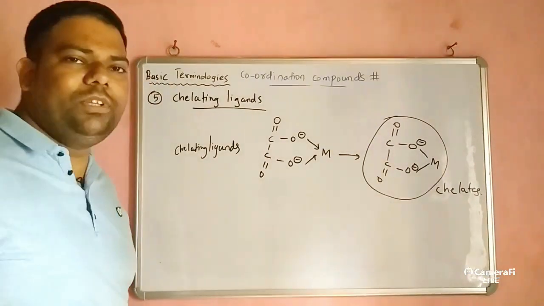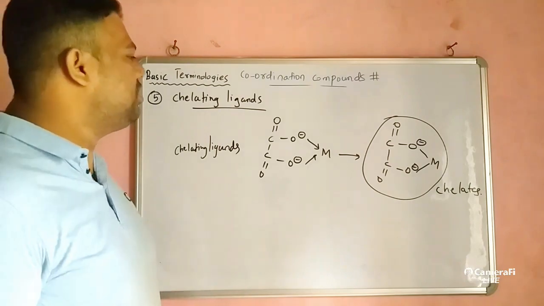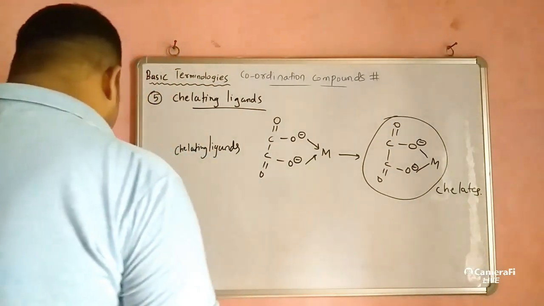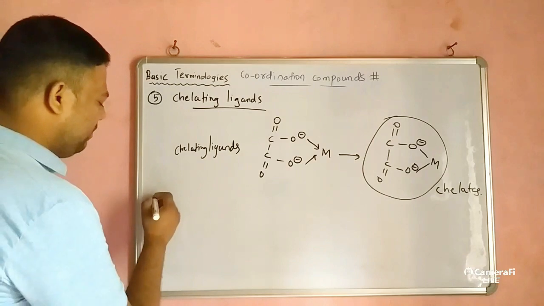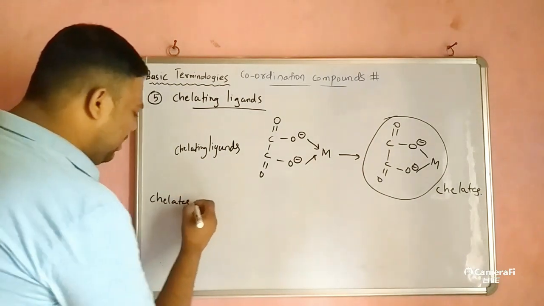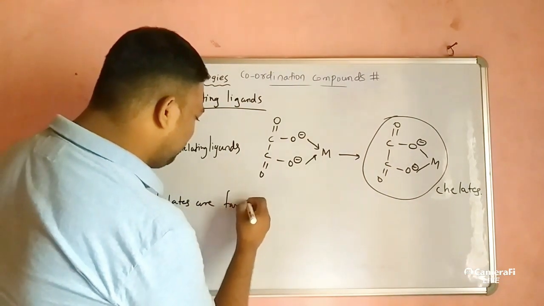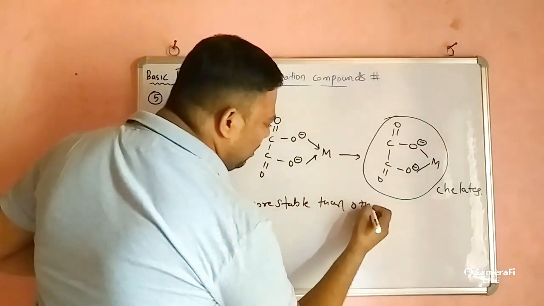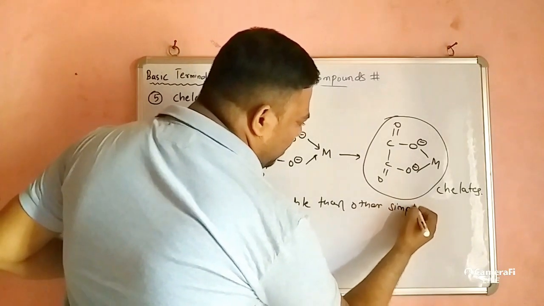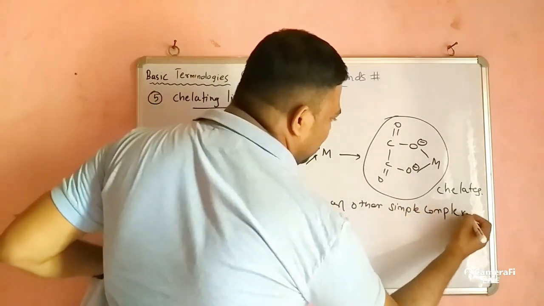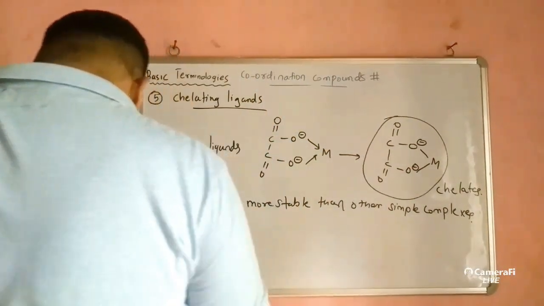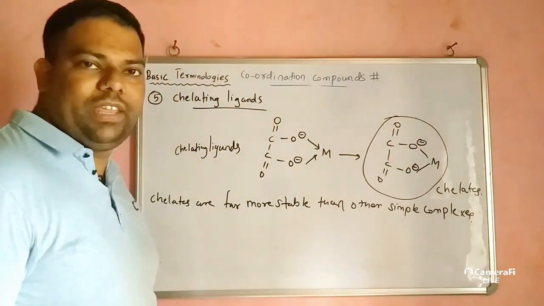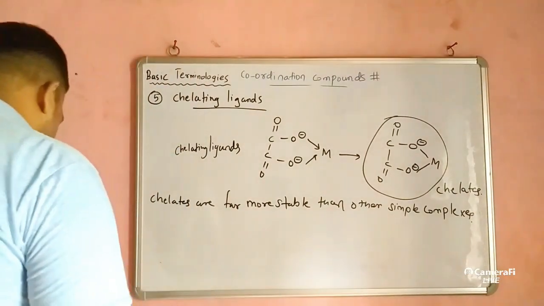One of the most important points regarding these chelating ligands or chelates is that chelates are far more stable than other simple complexes. The stability of these chelates can be explained on the basis of entropy change.